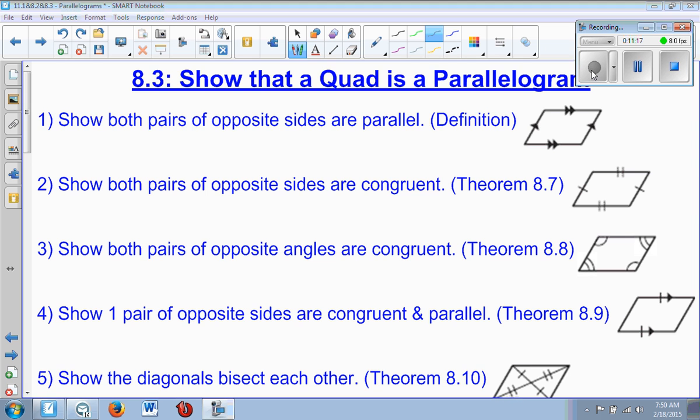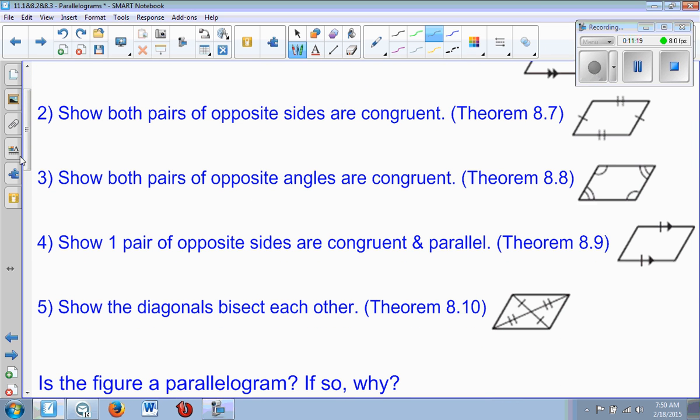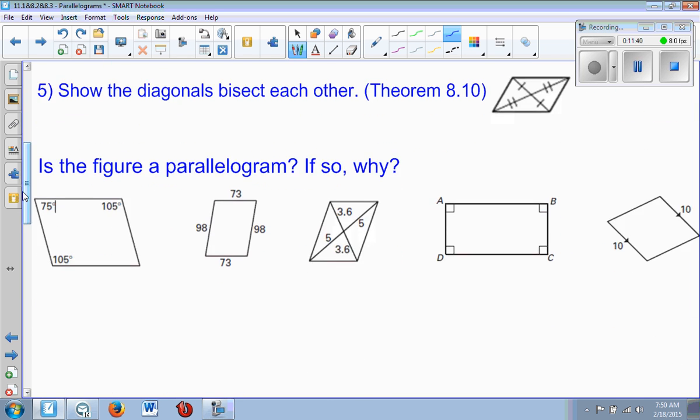If you can show that you have one pair of sides that's both congruent and parallel, notice the picture, the same pair of sides is congruent and parallel, the top and the bottom, then that figure is a parallelogram. If you can show that the diagonals bisect each other on the inside, then that figure is a parallelogram. So what we're going to do in this set of problems here is look at the figure and determine, can I say this is a parallelogram? Yes or no? And we're going to tell why.